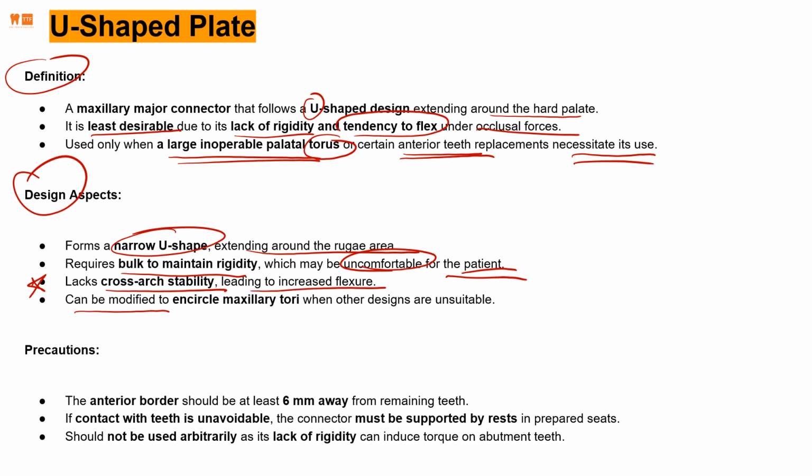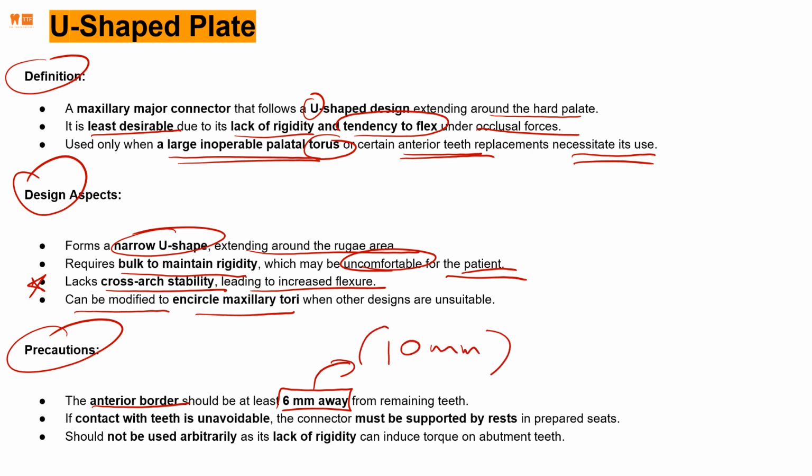It can be modified to encircle maxillary tori, of course, and precautions need to be taken because the anterior border should be at least 6 millimeters away. I say 10 millimeters, as per new guidelines. If contact with teeth is unavoidable, then the connector must be supported by rests and their seats. Should not be used arbitrarily as it lacks rigidity, right? It induces torque.